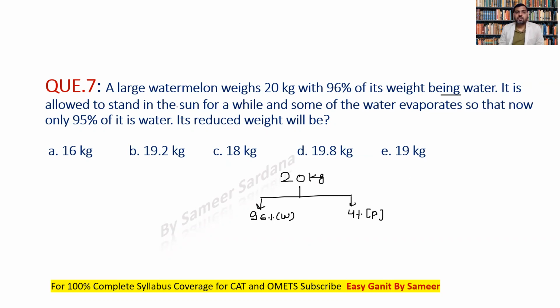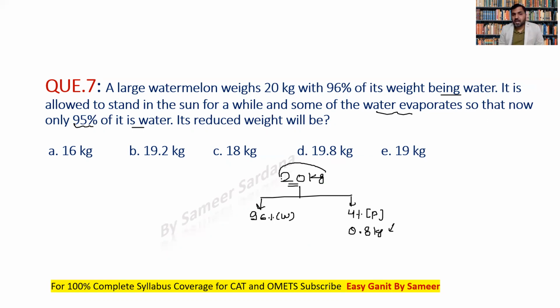Now it is allowed to stand in the sun for a while. So can we say that 20 into 4%, the raw content, the red content, would be 0.8 kg, right? Now when you put this watermelon in the sun for a while, some of the water evaporates. The raw part is still constant, and now only 95% of it is water.